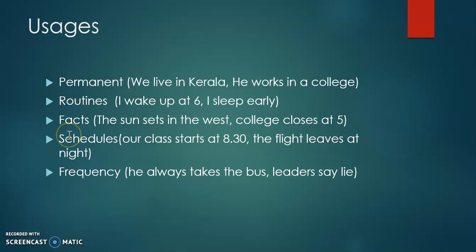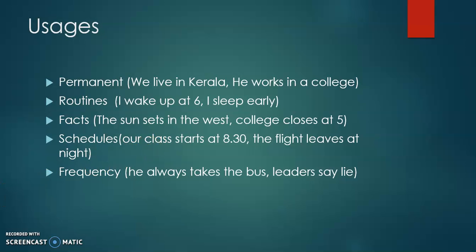We also use simple present for mentioning facts. The sun sets in the west, the college closes at 5. All these things are facts or certain for a longer period. We also use simple present for mentioning schedules. Our class starts at 8:30. The flight leaves at night. Those are all again fixed. Frequency: he always takes the bus. In the sense that he travels by bus on a daily basis, so we can use simple present. All these things are not applicable for a particular moment.